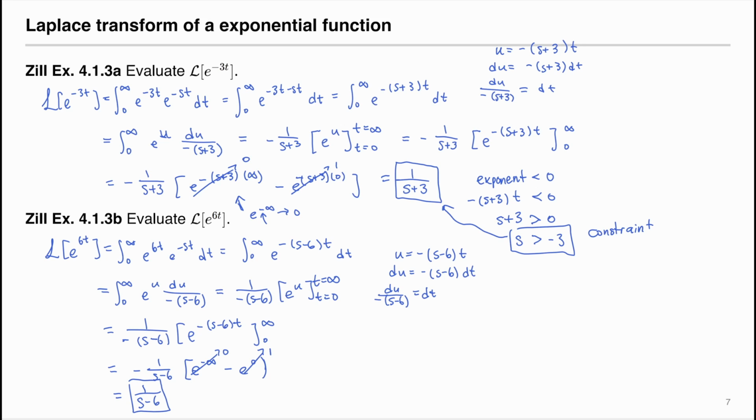But still note that the exponent has to be smaller than 0 in order to make that go to 0. So minus s minus 6 t must also be smaller than 0. Then we can solve for that. So s must be greater than 6 is the constraint on the Laplace transform of e to the 6t.